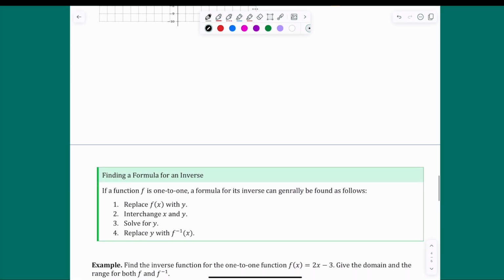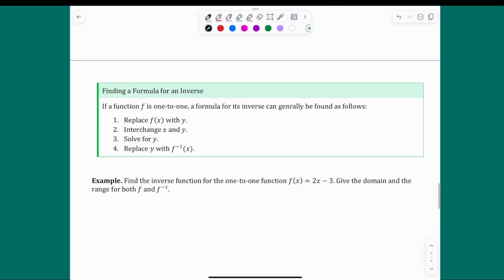All right, so here we're interested in finding a formula for an inverse. If a function f is a one-to-one function, a formula for its inverse can generally be found as follows. Step 1, replace f of x with y. Step 2, interchange x and y. Step 3, solve for y. Step 4, replace y with f inverse of x.